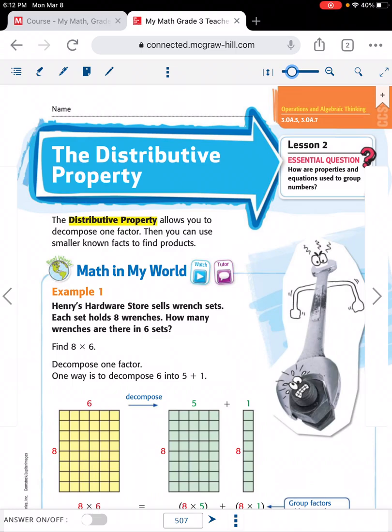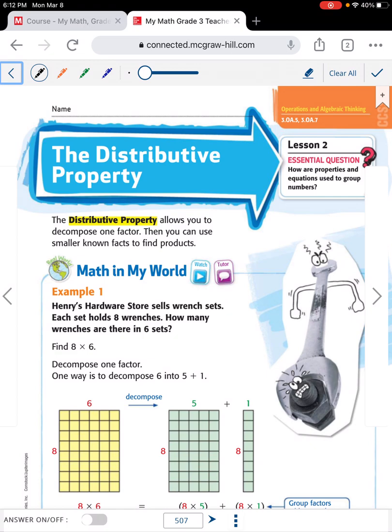We're going to start off today in Chapter 9, Lesson 2, which is page 507. To get started today, make sure you have your pencil and you open your book to page 507. Pause the video until you're ready, and then unpause to get started.